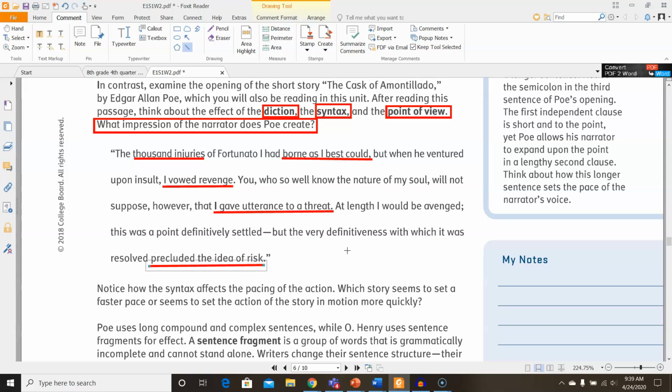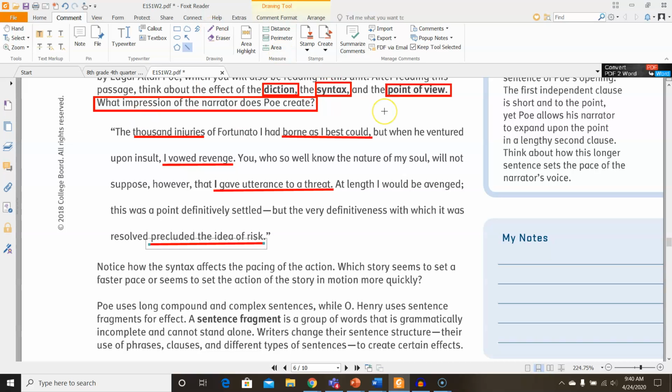So what impressions of the narrator does Poe create? Let's think about that. He's creating this idea of a man who wants to get vengeance against another man, so he's vengeful. He also doesn't want to warn the man about it. He doesn't want to give the man an opportunity, so he's merciless. And then he doesn't want to risk anything, so we know that he's also cautious.